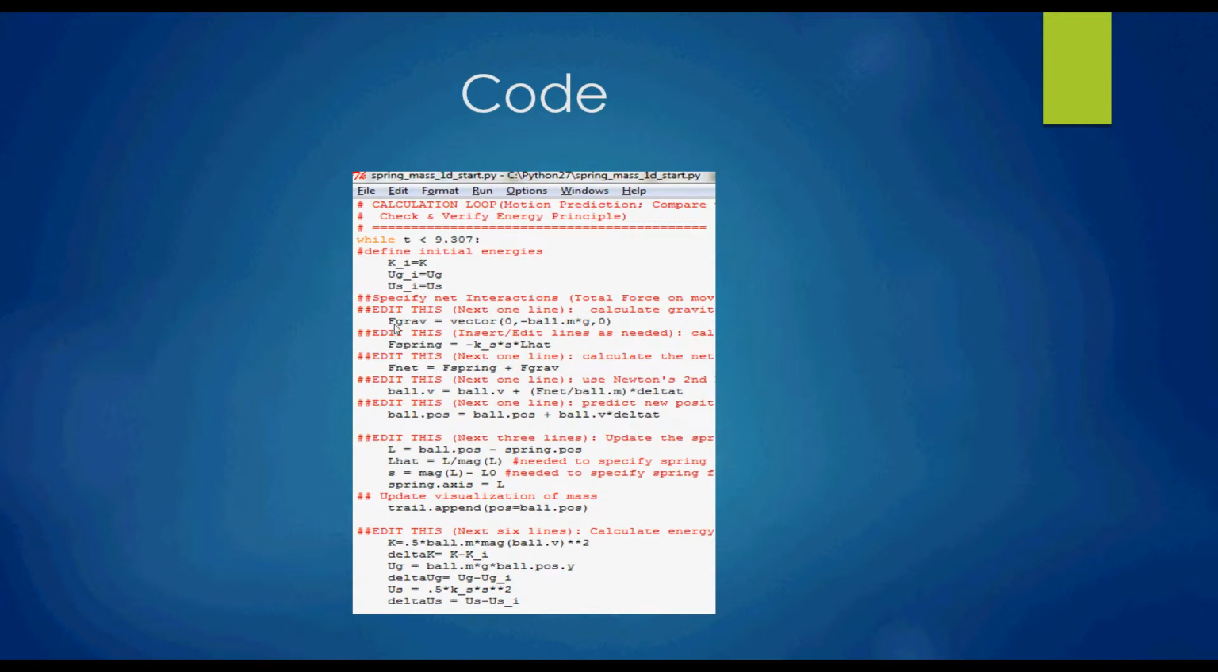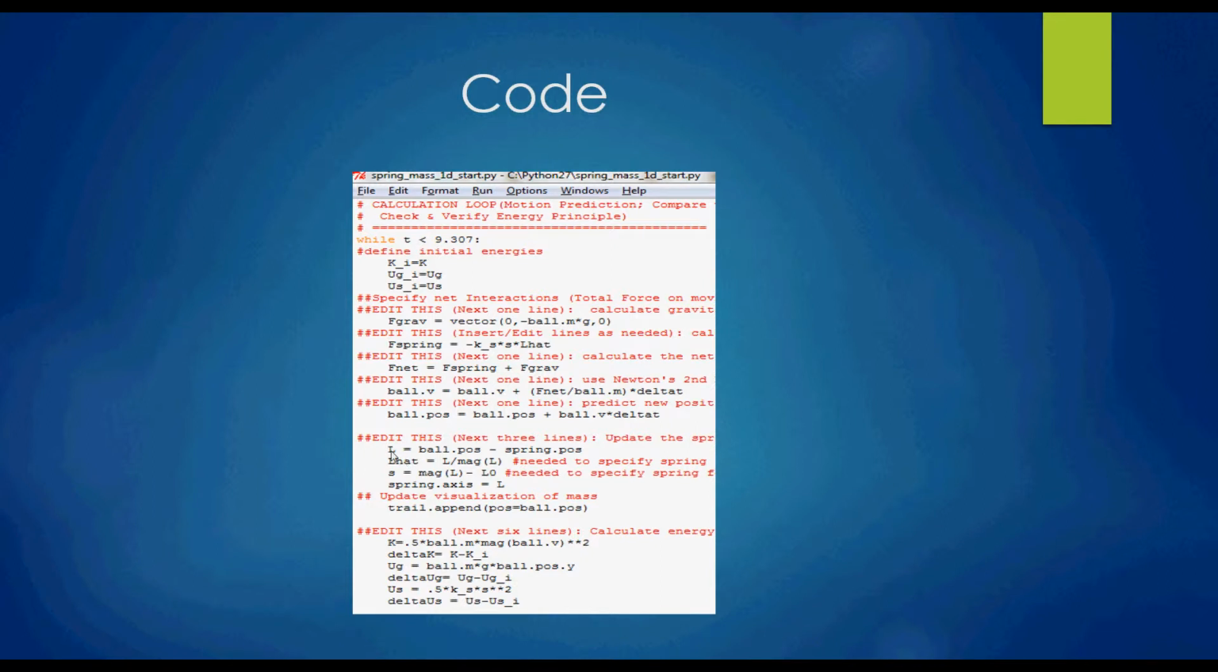I established the value of the force of gravity and the force of the spring and the net force. Knowing this, I'm able to find the ball's velocity, which lets me find the ball's position. And this code essentially updates the values every 1/20th of a second, I believe.